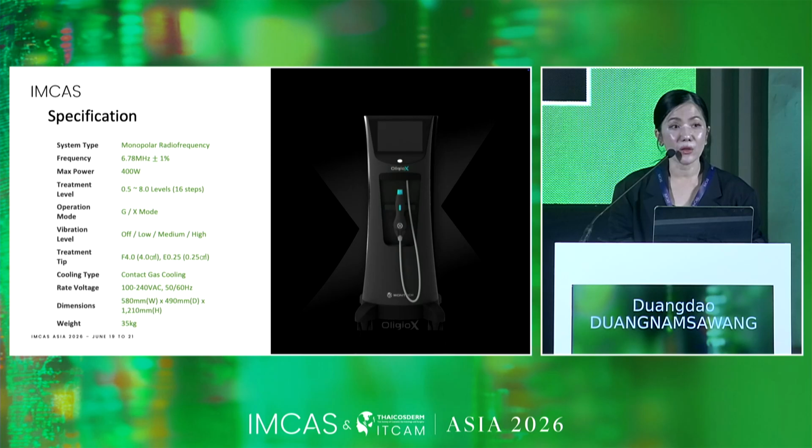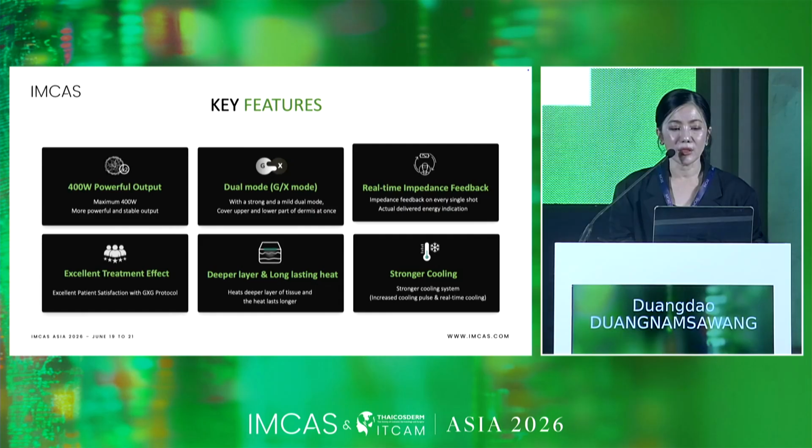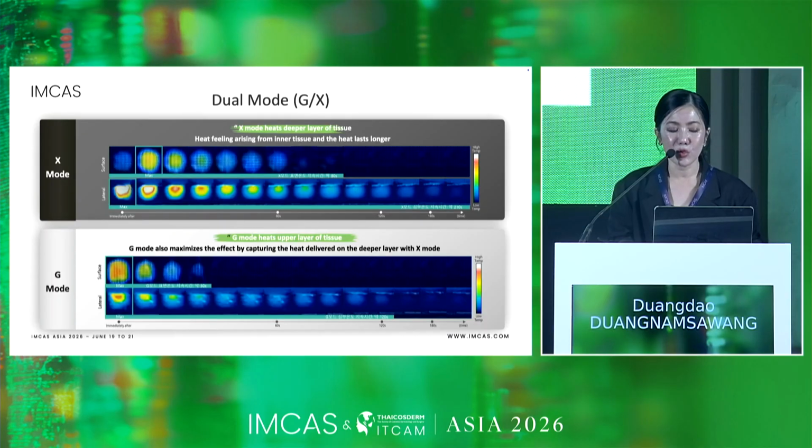Let's talk about the device. It's a 6.78 megahertz device. The key feature is the 400 powerful output. They have two modes, dual G and X mode. So they can reach deeper layers and make long-lasting heat. I will show you the heat diagram.